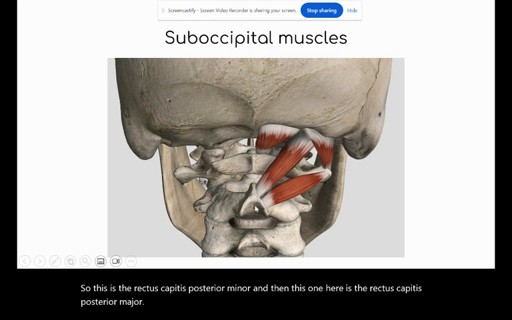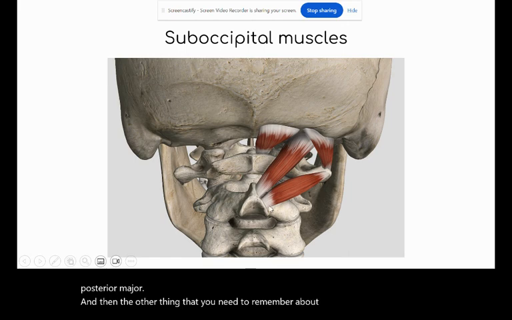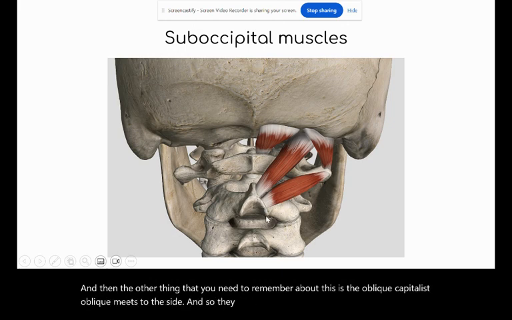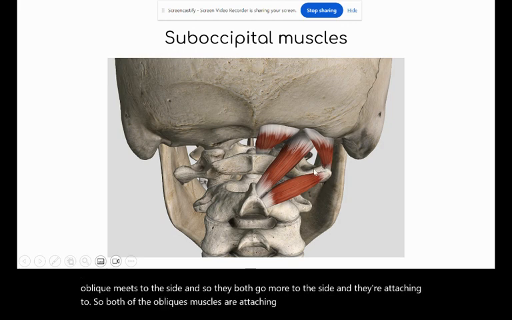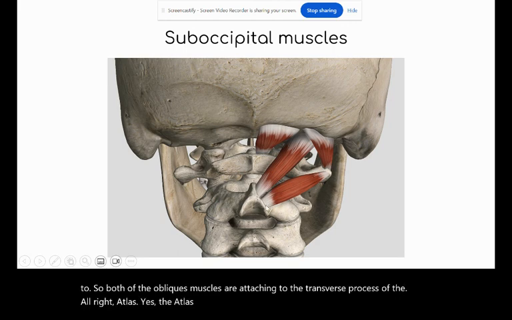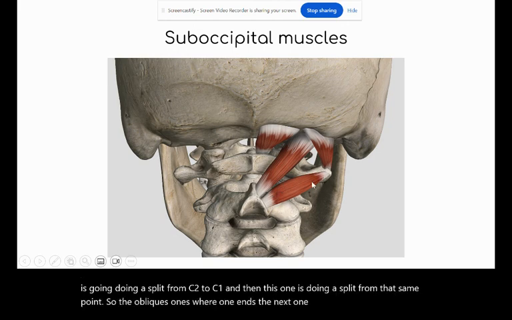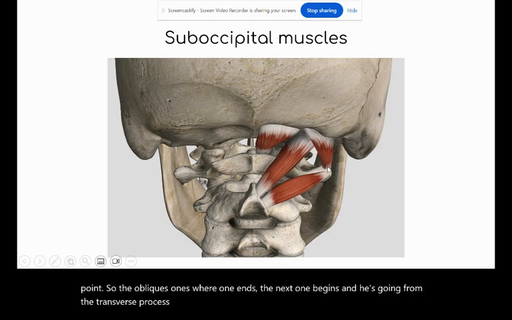And then the other thing that you need to remember about these is the obliquus capitis. Oblique means to the side, and so they both go more to the side, and both of the obliquus muscles are attaching to the transverse process of the atlas. Yes, the atlas. I think of it as kind of doing a split. So this one's doing a split from C2 to C1, and then this one's doing a split from that same point. So the obliquus ones, where one ends, the next one begins. And this one's going from the transverse process of that C1 to the skull. Okay, so I remember that.